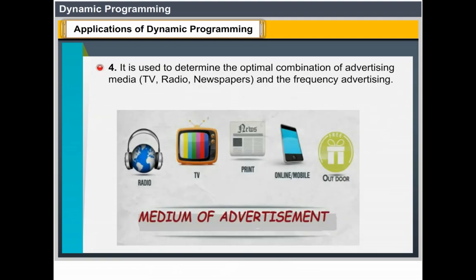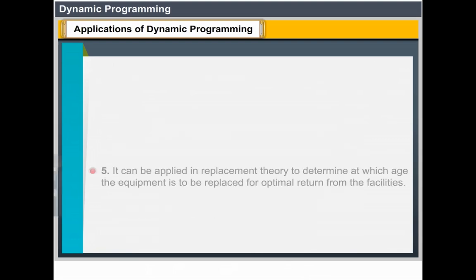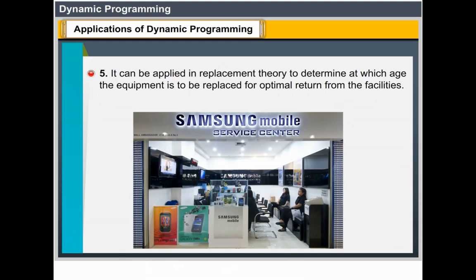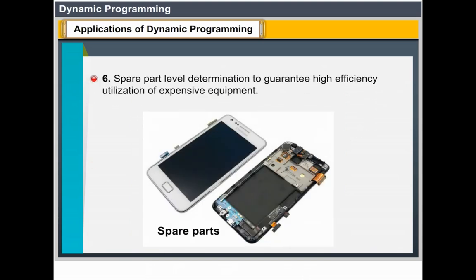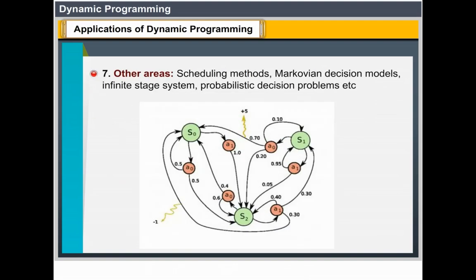Number 4. It is used to determine the optimal combination of advertising media (TV, radio, newspapers) and the frequency of advertising. Number 5. It can be applied in replacement theory to determine at which age the equipment is to be replaced for optimal return from the facilities. Number 6. Spare part level determination to guarantee high efficiency utilization of expensive equipment. Number 7. Other areas: scheduling methods, Markovian decision models, infinite state systems, probabilistic decision problems, etc.